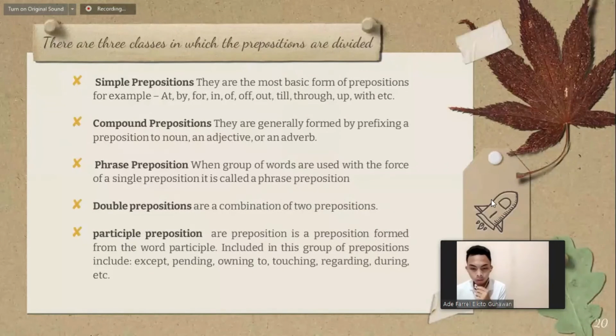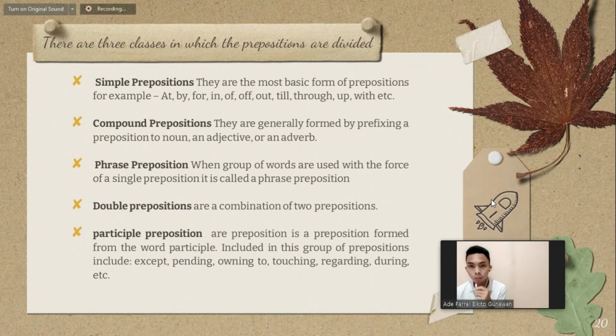And now there are three classes in which the preposition are divided. The first is simple preposition. They are in the most basic form of preposition. For example, at, by, for, in, of, out, till, through, up, with, and etc. The second is compound preposition. They are generally formed by prefixing a preposition to noun, an adjective, or an adverb. And the third is phrase preposition. When group of words are used with force of a single preposition, it is called a phrase preposition.